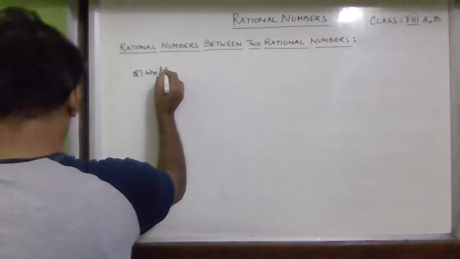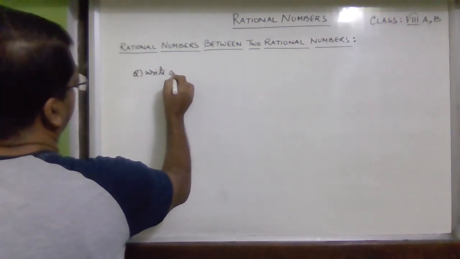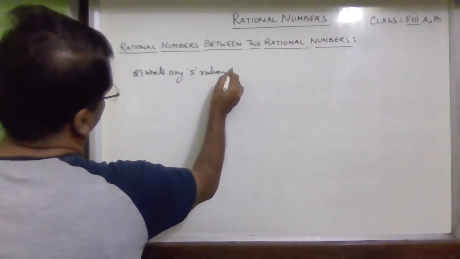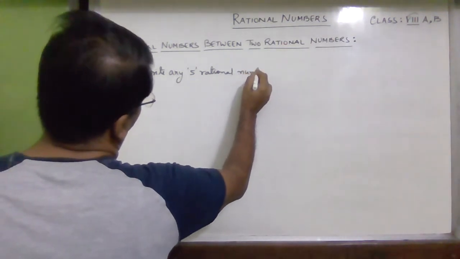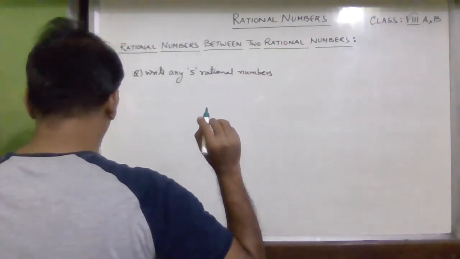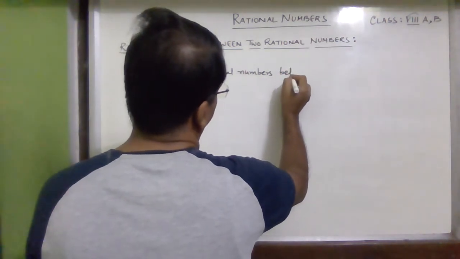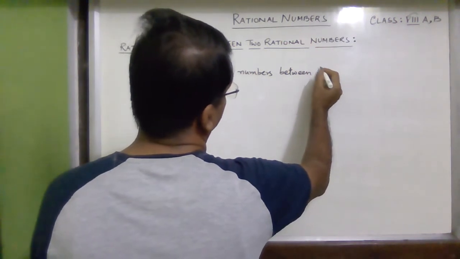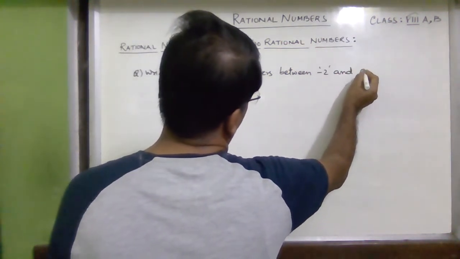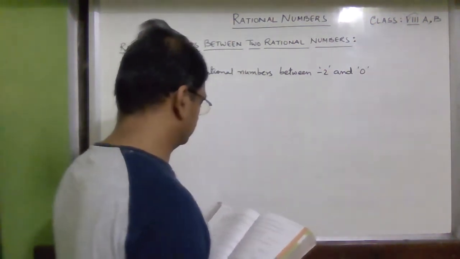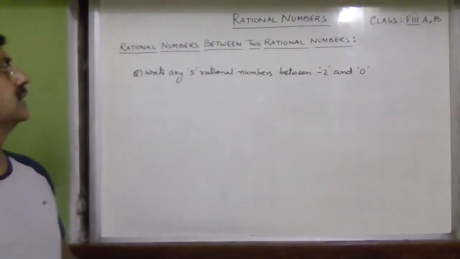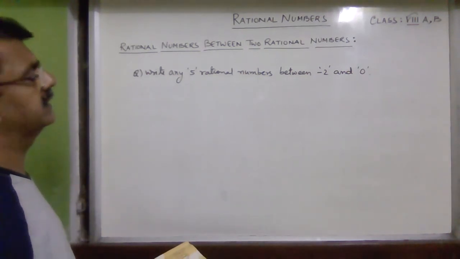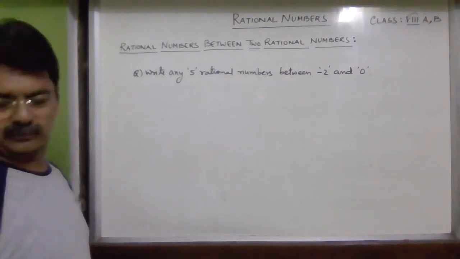Write any 5 rational numbers between -2 and 0. Between -2 and 0. Write any 5 rational numbers between -2 and 0.